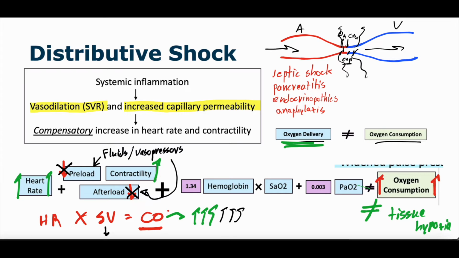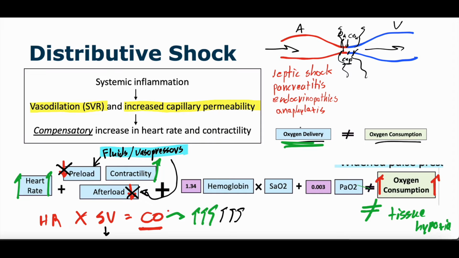So that's the treatment for addressing the underlying problem in distributive shock: fluids and vasopressors to try to reverse the pathophysiology going on here. So see how this equation, the oxygen delivery and oxygen consumption equation, can guide the diagnosis and management. If you understand the pathophysiology, you can understand how to diagnose it and then how to intervene on it, right? The pathophysiologic change, the compensatory change, and then what we can do to help the body better compensate.